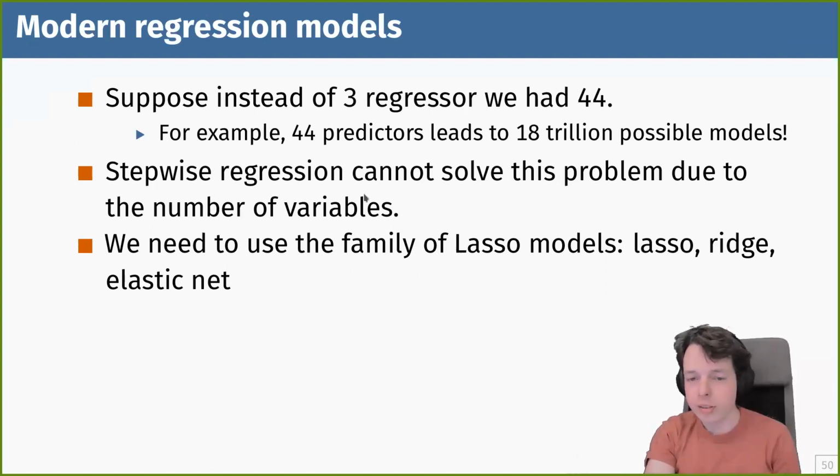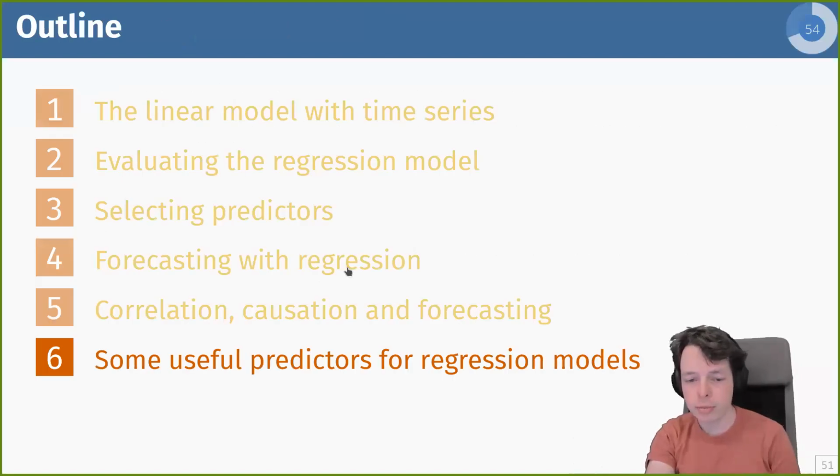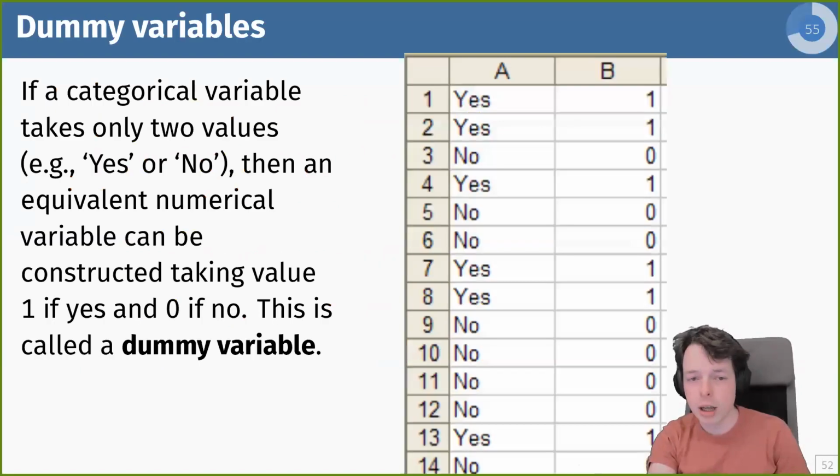Now, when it comes to selecting a model, it becomes a lot more difficult if we've got lots of regressors, but there are some other types of regression models that we can use to help with this, like lasso, ridge regression, or elastic nets. Now, perhaps the most useful section of this topic for us is the useful predictors specific to time series, and that's what we'll see in the end here.